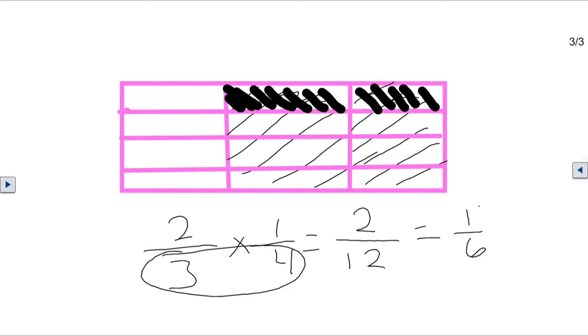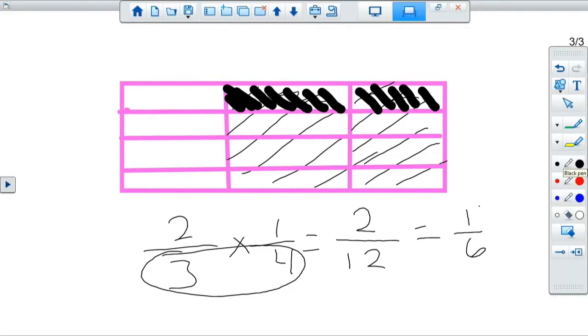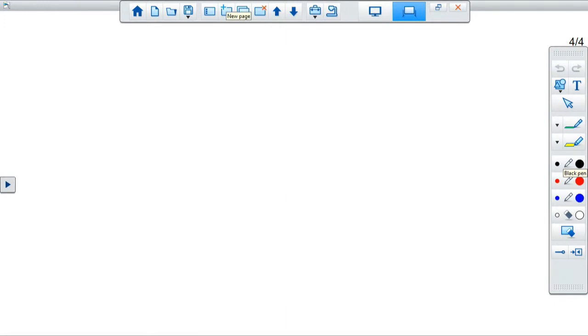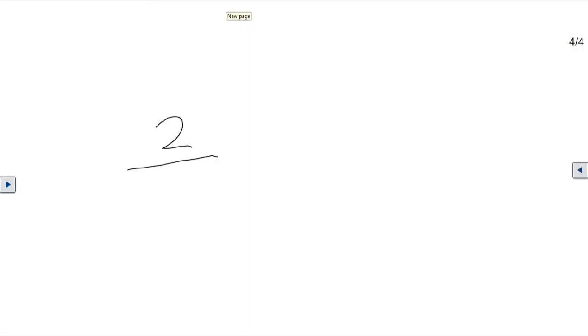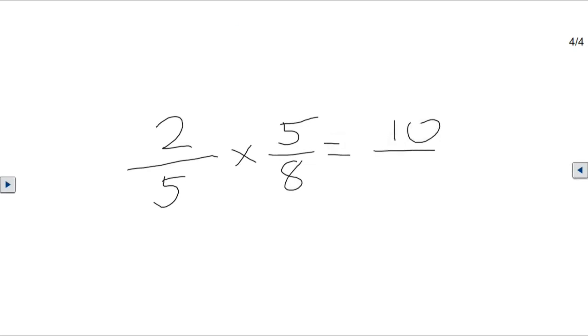Now, a lot of times when you're multiplying, you'll end up having to reduce. So we're going to look at a quick shortcut for dealing with that. Let's say we had something like 2/5, and I want to multiply that times 5/8. If I multiply that out, I end up with 10/40. I can divide both by 5 to get it down to 2/8, and then divide by 2 to get it down to 1/4, or I could divide them both by 10 right away and get them down to 1/4.